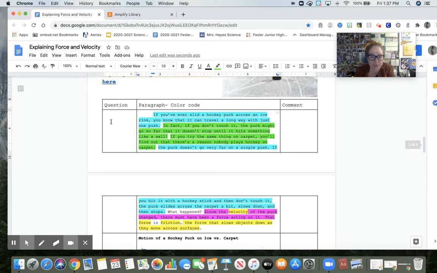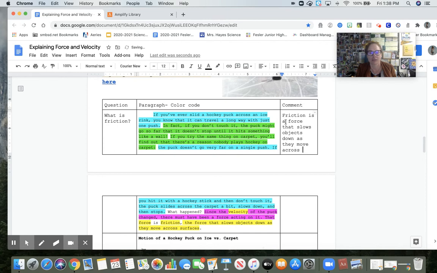Okay, so then I need a question. I might not have a question about this, so maybe I'm going to write a question that I, as your teacher, might ask you. So what is friction? Mark, right? Comment. Let's see. I could give the answer to my question. Friction is a force that slows objects down as they move across surfaces.